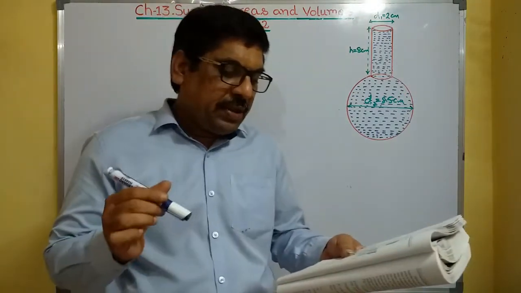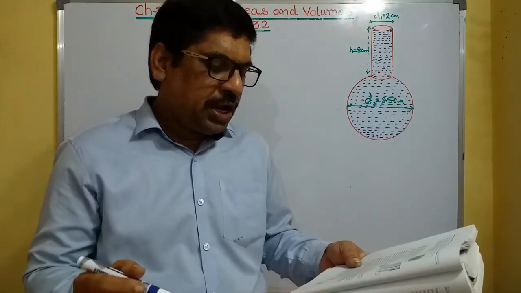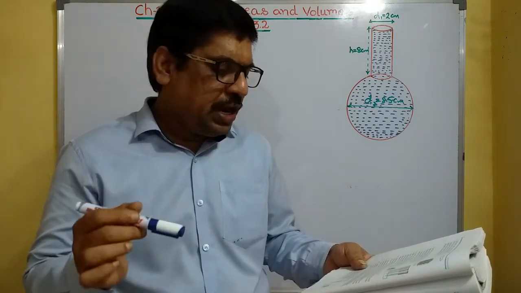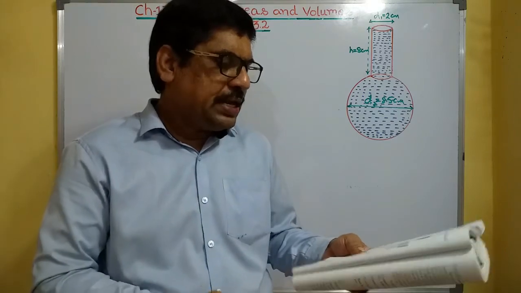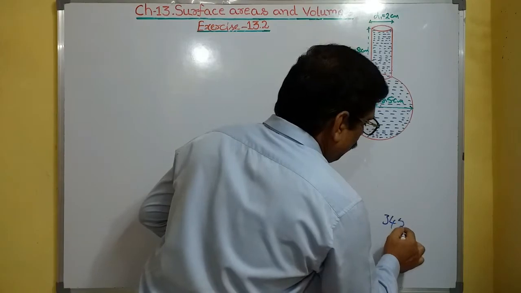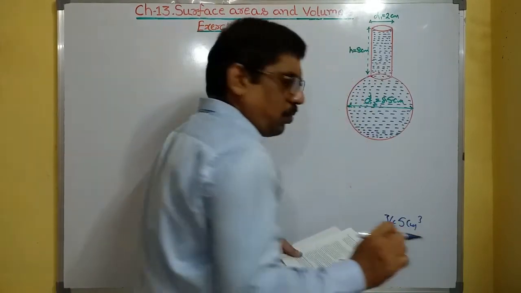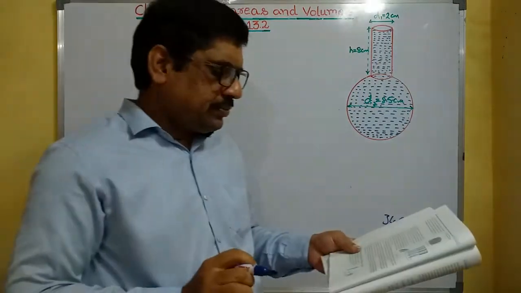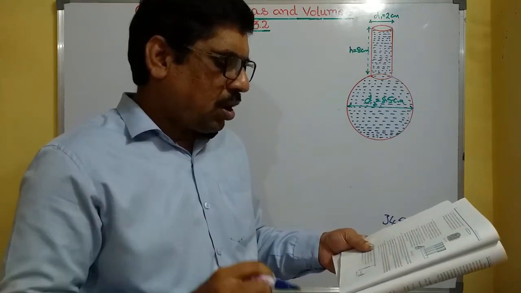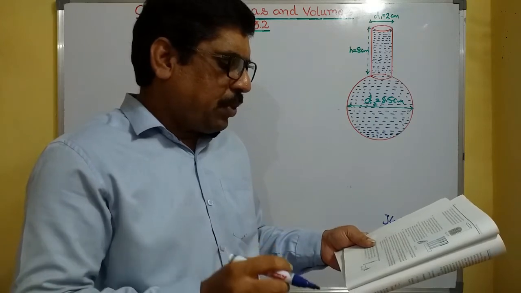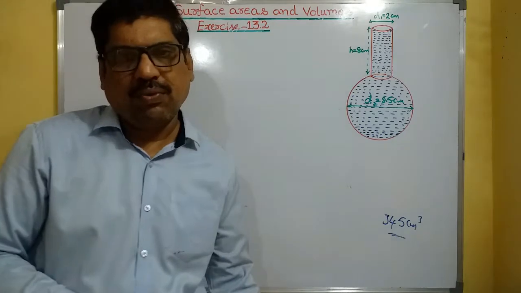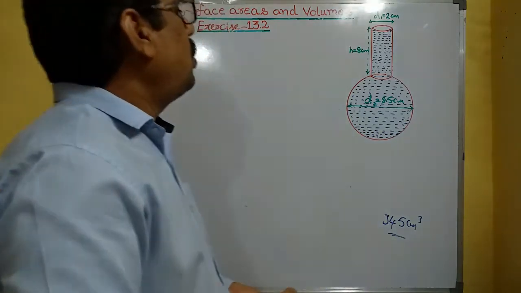Now, by measuring the amount of water it holds, a child finds its volume to be 345 centimeter cube. So it was the volume given by a child. Okay, now check whether she is correct or not. Taking the above as inside measurements and pi is equal to 3.14. Okay, now let us do it.